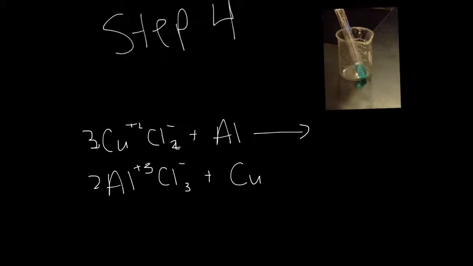You have 2 aluminums here, so we have to have 2 aluminums here, 3 coppers here, 3 coppers here. The change we saw was this started to bubble, and the blue copper chloride became darker, and a precipitate also started to form.